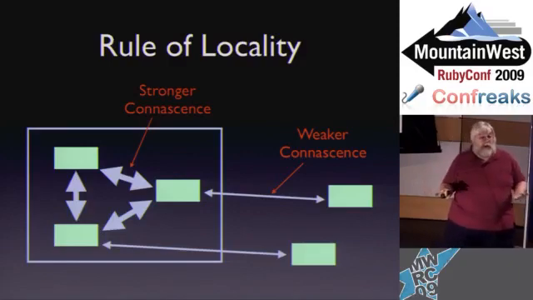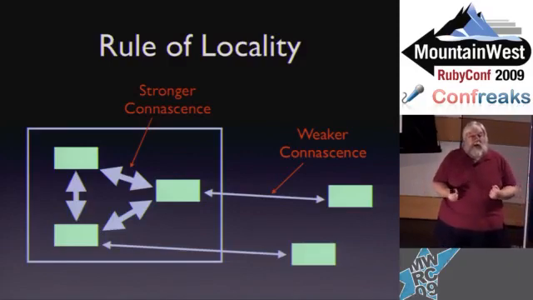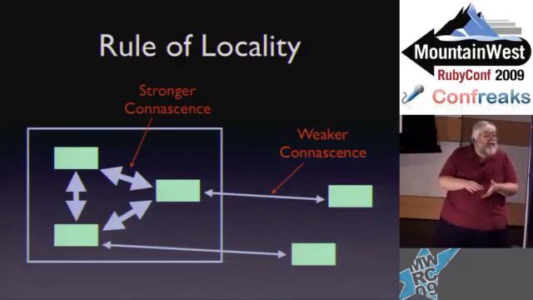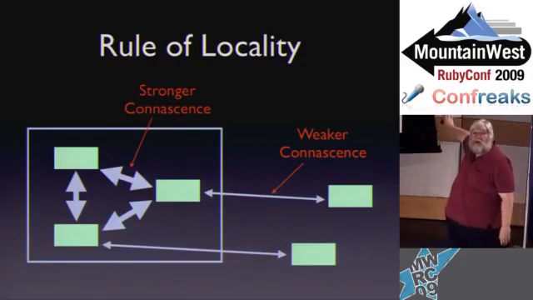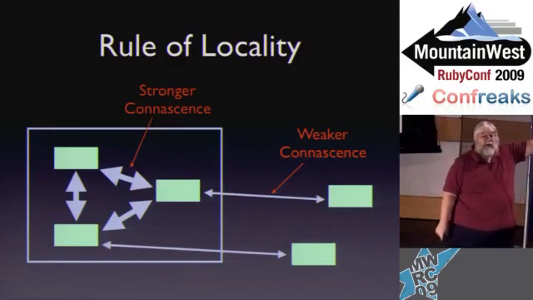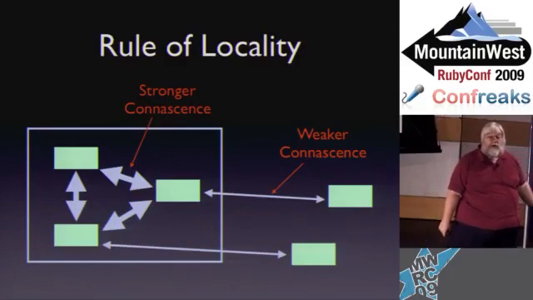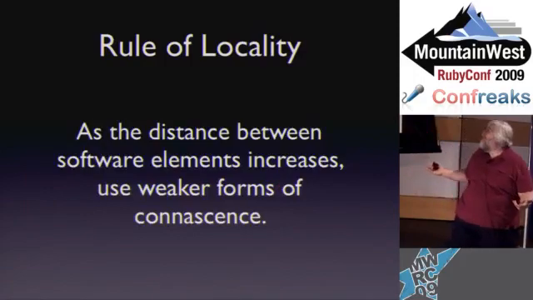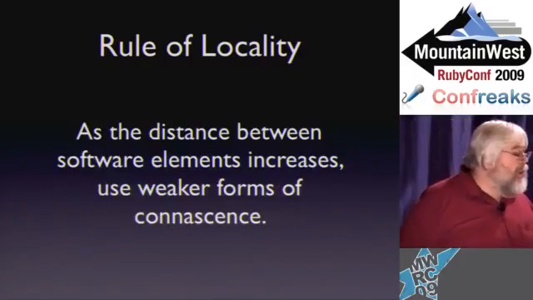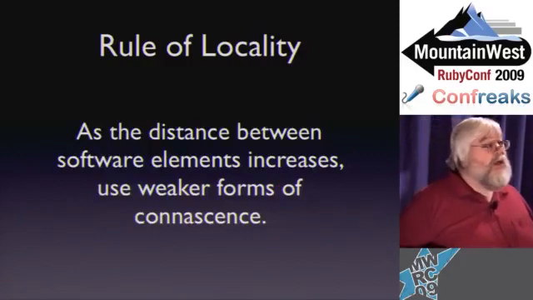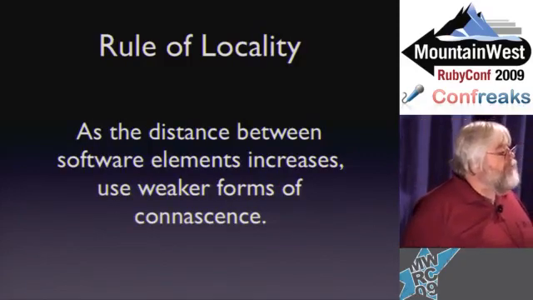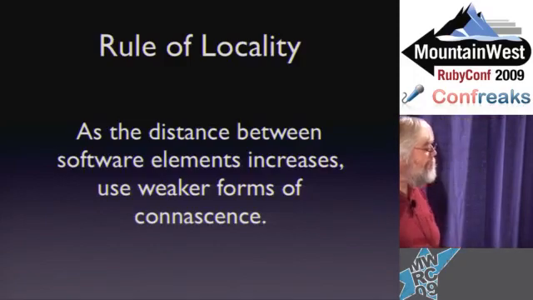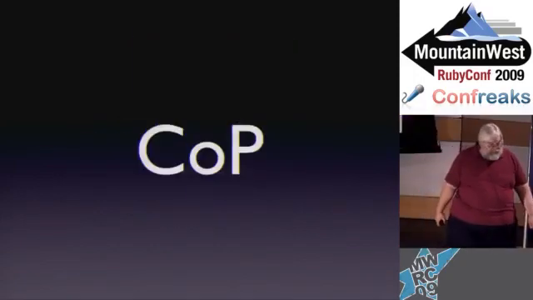In fact, that's probably a good class design if things that are tightly bound by some kind of connascence are all put together in the same place. That means if one changes, the other changes, but they're in the same place so they can change together more easily. Things that are farther away, in a different module, in a different directory, in a different library, should have weaker forms of connascences connecting them. So that leaves us with the rule that as the distance between software elements increases, we should be preferring to use weaker forms of connascences, the rule of locality. Okay. Next, connascences principle.